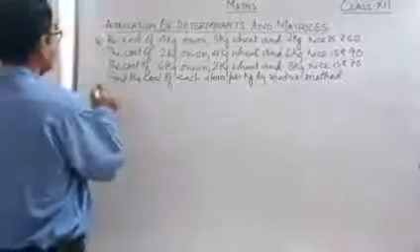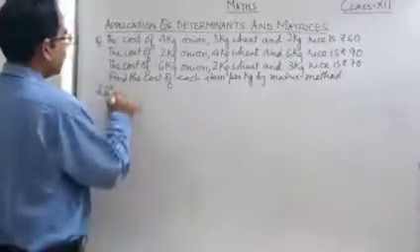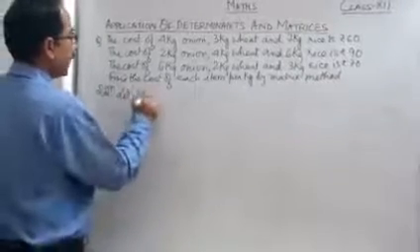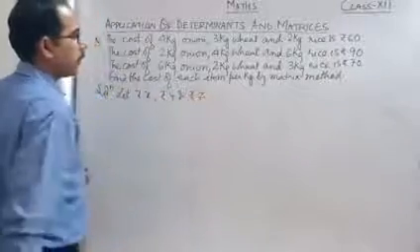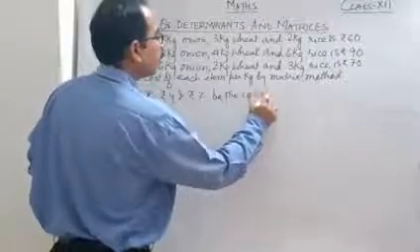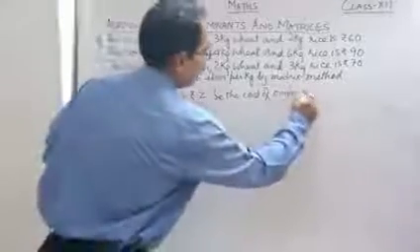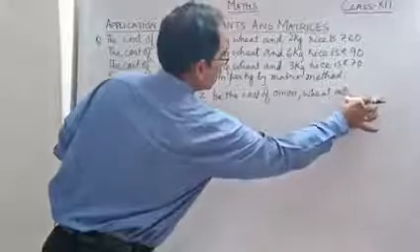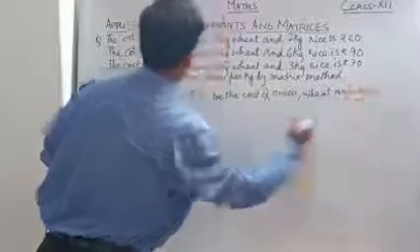So when you start the math, just suppose let rupees x, rupees y and rupees z, okay, be the cost of onion, wheat and rice respectively.